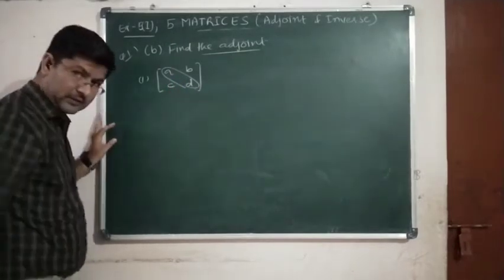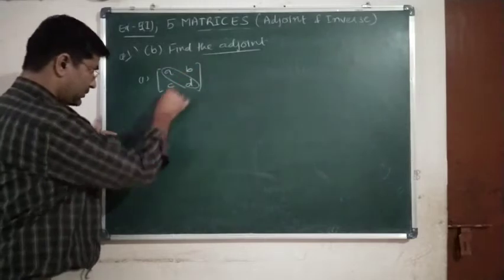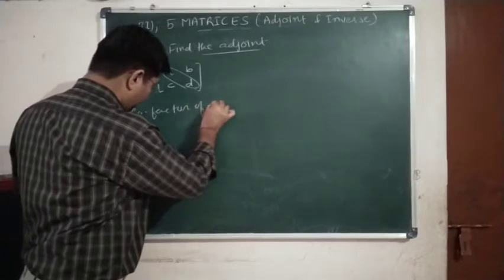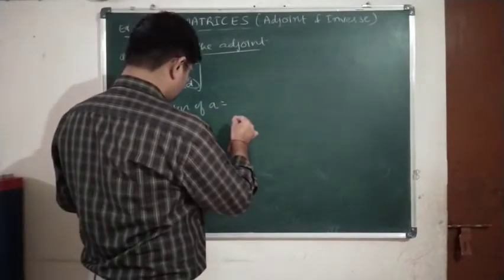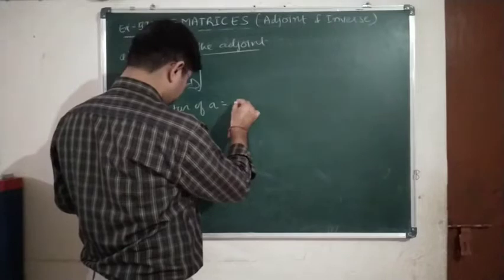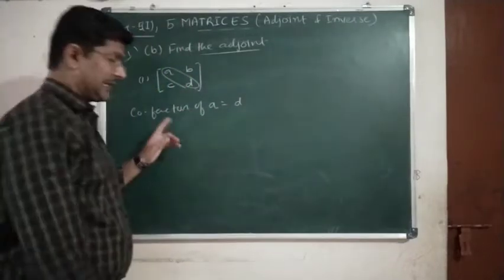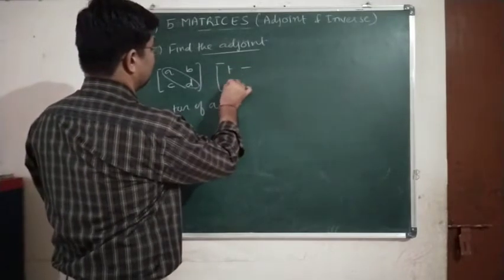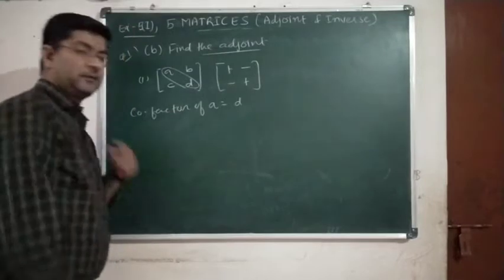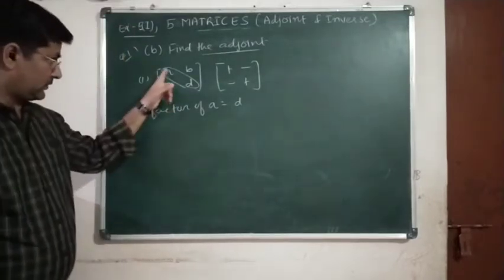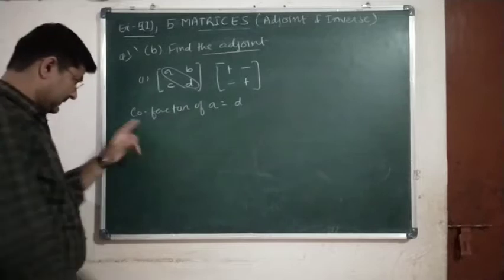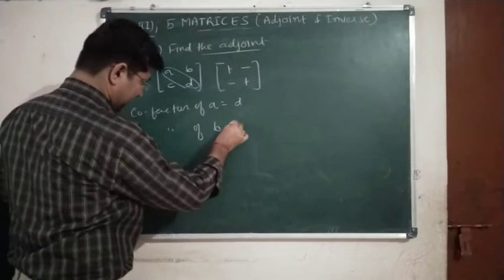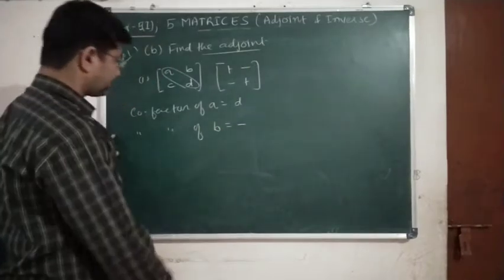We'll write down the cofactors for all the elements of the given matrix. So let us find the cofactor of A. The cofactor of A will be D, obviously. What is the sign convention? Directly we will remember plus, minus, minus, plus for a 2 by 2 matrix, so the first one is plus. Then the cofactor of B. Now the second is minus.